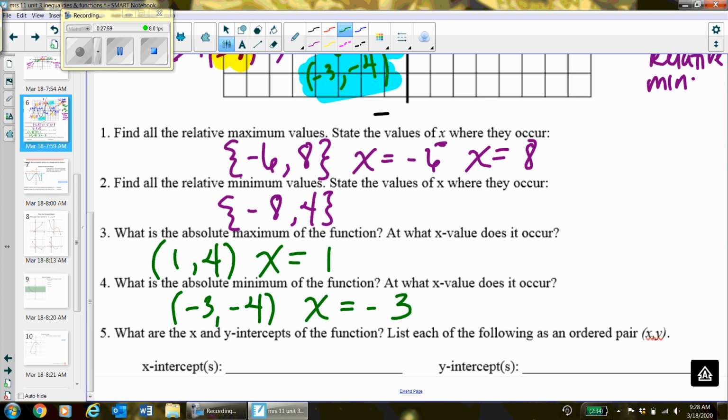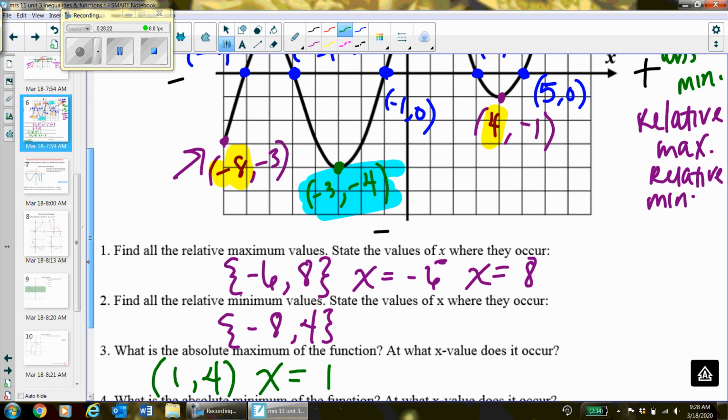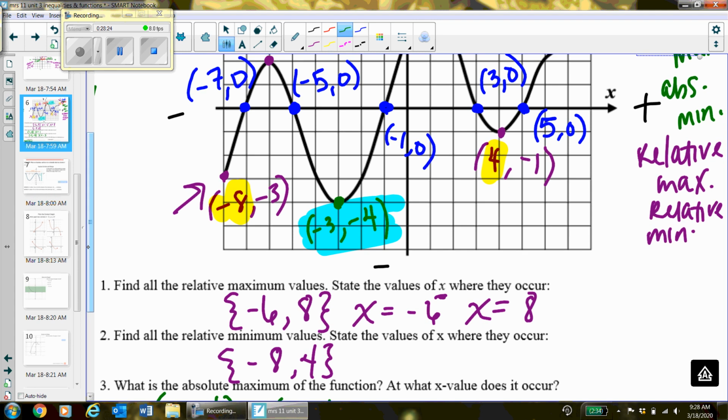Now, question 5, what are the x and y intercepts of the function? So that means give the coordinate pair x, y. List each of the following as an ordered pair. Okay? And just know x intercepts can also be named roots or zeros. Okay. And the x coordinates we did in blue.